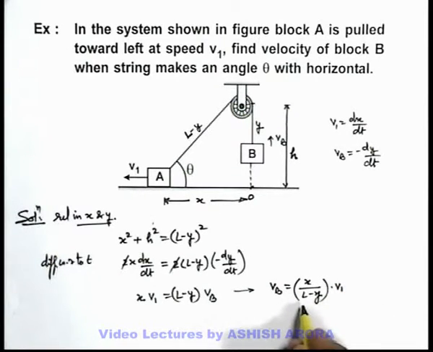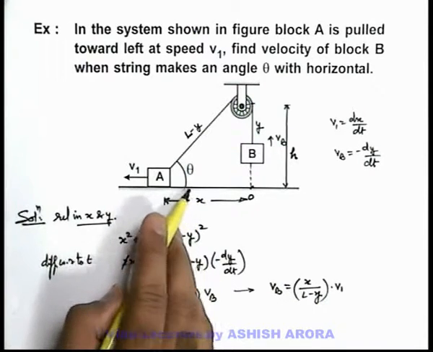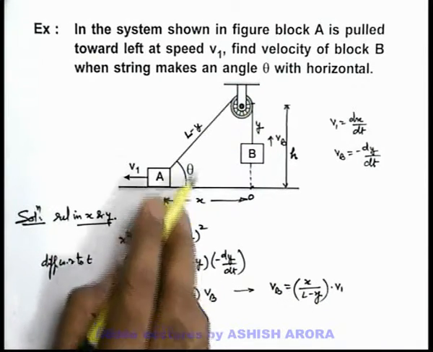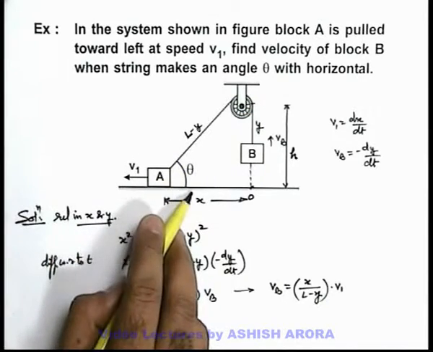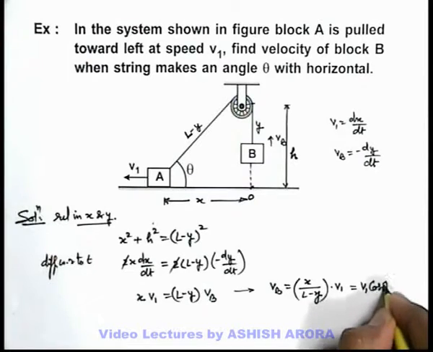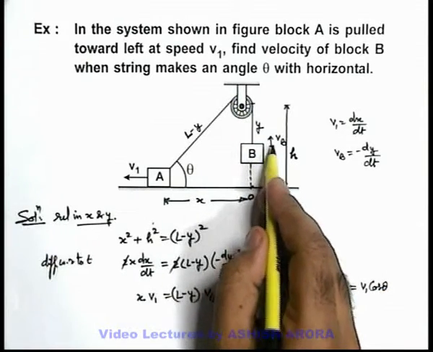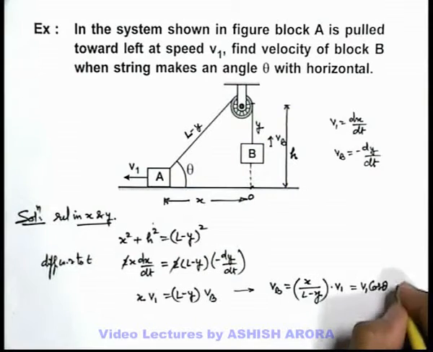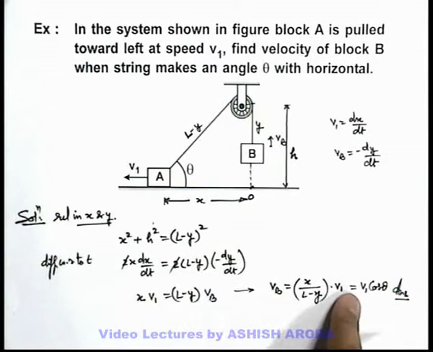Now, in this expression, x upon L minus y we can calculate by using this triangle. Here you can say x upon L minus y can be written as cos theta. So this will become v1 cos theta. So we are required to find the velocity with which block B is moving, that is v1 cos theta. This is our answer. But other than this analysis we can also evaluate this result directly.